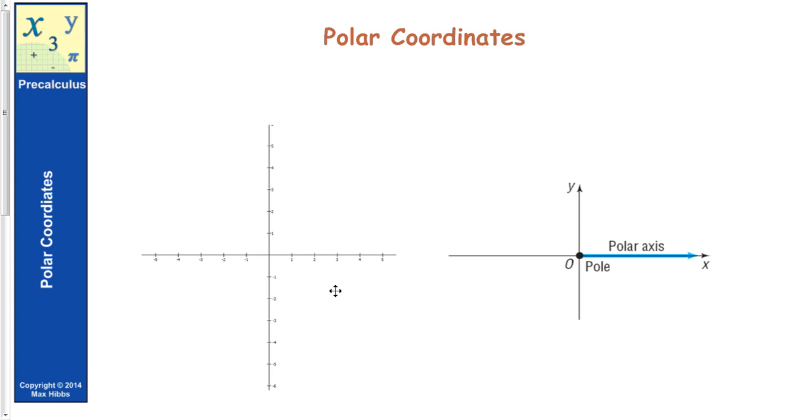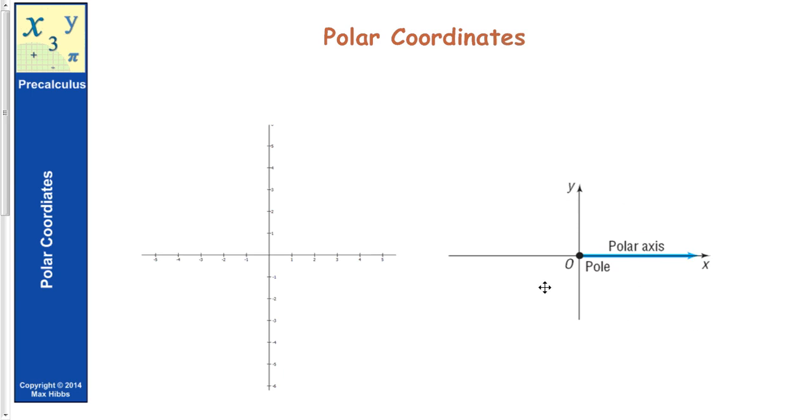The first coordinate represents a horizontal displacement from the origin, and the second coordinate gives the directed vertical distance. But there are other systems.